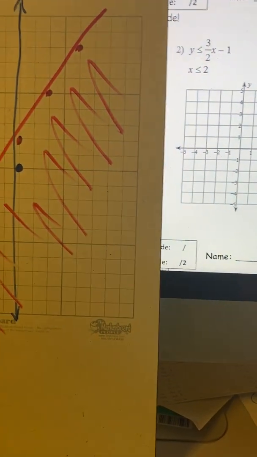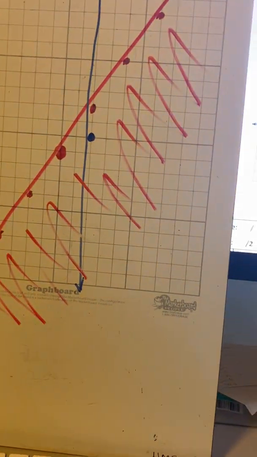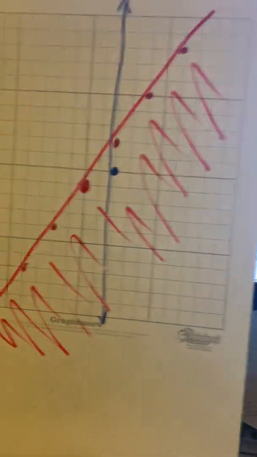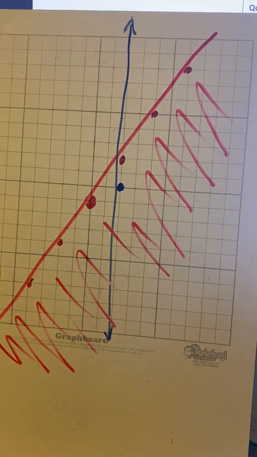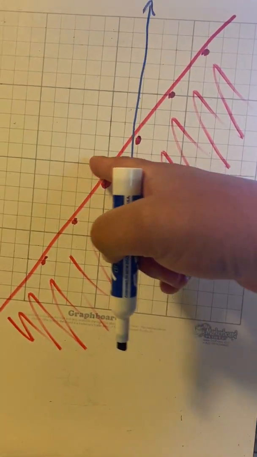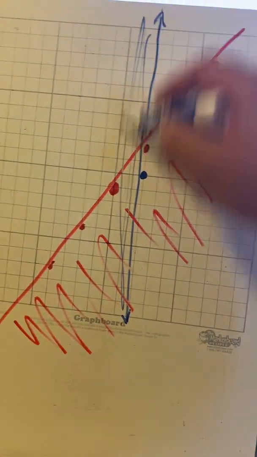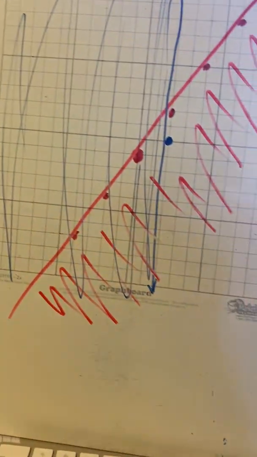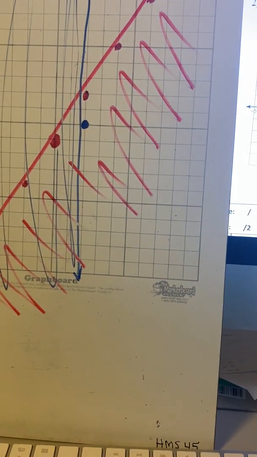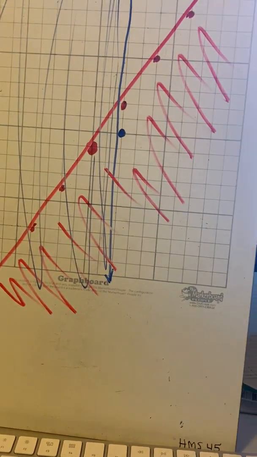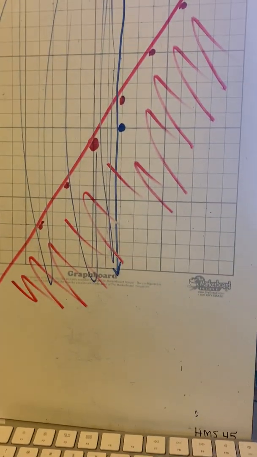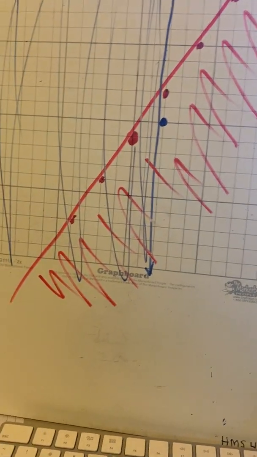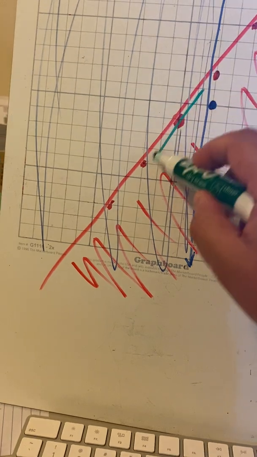Okay? Oh, forgot to shade it. Now I'm a little out of order. If that messes you up, I'll do another one later. Maybe, maybe not. This one says all numbers less than or equal to 2 on the x-axis. So that's everything this way, shaded this way. Okay? We now have our two lines graphed, and we have them both shaded. We have to find out where these two lines overlap each other with their shading. This part right here.